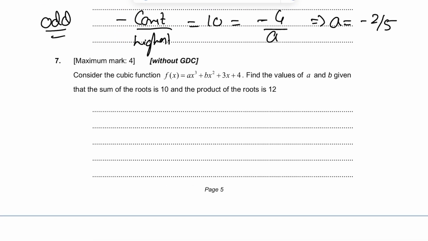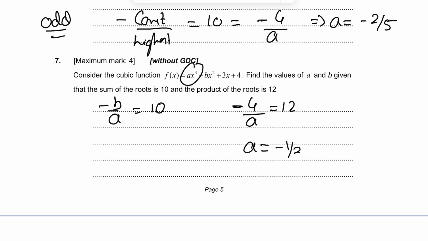Question number 7. Consider the cubic function. Find the values of a and b given that the sum of the roots is 10 and the product of the roots is 12. Sum of the roots is minus b upon a equals 10. Now this is again an odd case. So minus 4 upon a equals 12. So a equals, what am I going to get? a equals negative 3. Plug in a equals negative 3 over here.